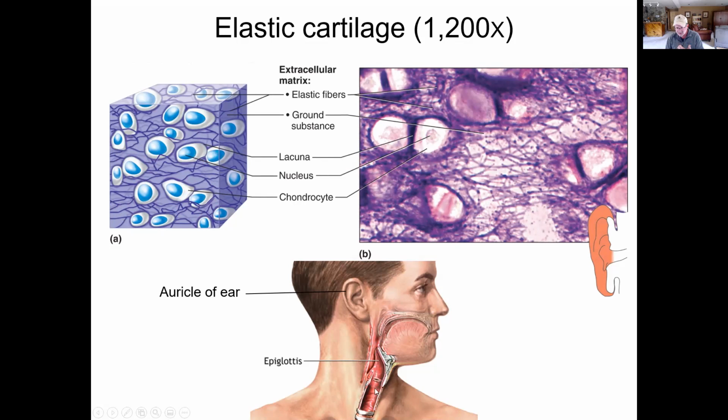Okay, so this is the trachea, and you can see the C-shaped rings of hyaline cartilage right here. But again, we're talking in the epiglottis, elastic cartilage. So don't get them mixed up. Elastic cartilage can bend. It has to be able to stretch.